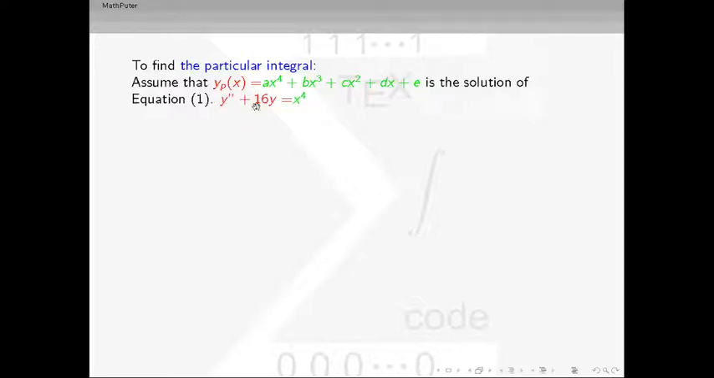I am very much interested in this polynomial case. So let us assume that the particular solution is x raised to 4 plus bx cube plus cx square plus dx plus e. This is the solution of this differential equation y double dash plus 16y is equal to x raised to 4. I shall explain why we are assuming x raised to 4 plus bx cube plus cx square plus dx plus e.